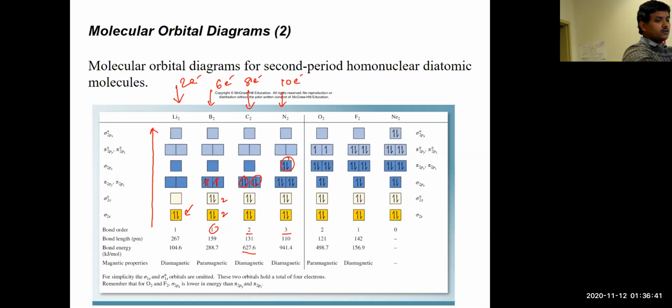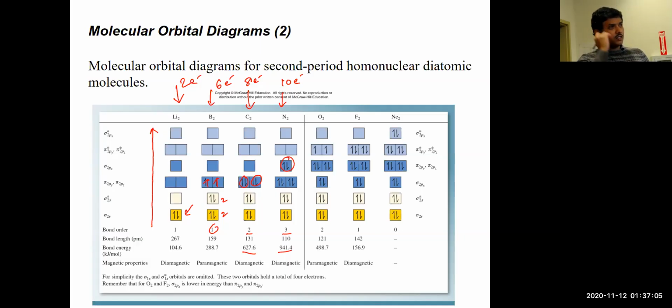Bond energy is 627 for C2. Bond energy is 941 for N2, which is true because it has a higher bond order. Both of them are diamagnetic because both have paired electrons. Again, you can look at the bond length. More bonds are connected between the nitrogens, so the length is shorter because it brings them closer to each other compared to carbon.